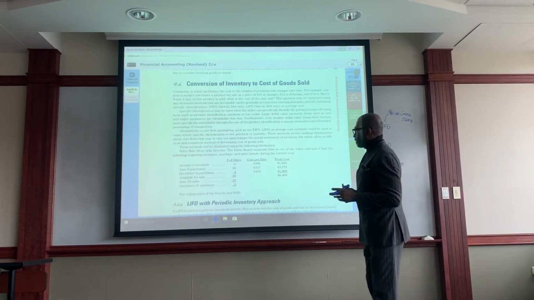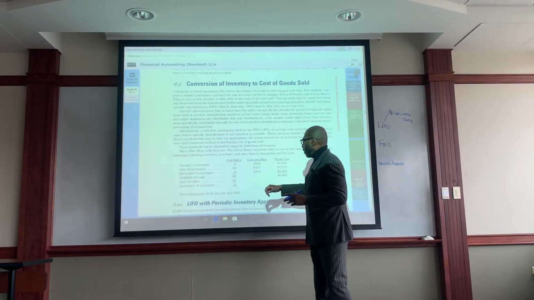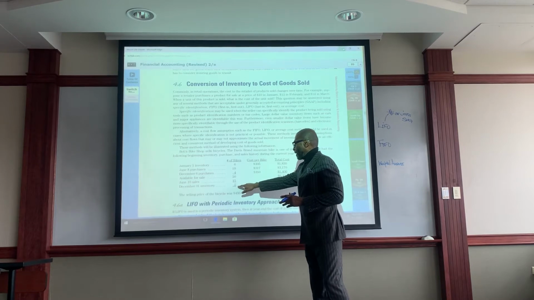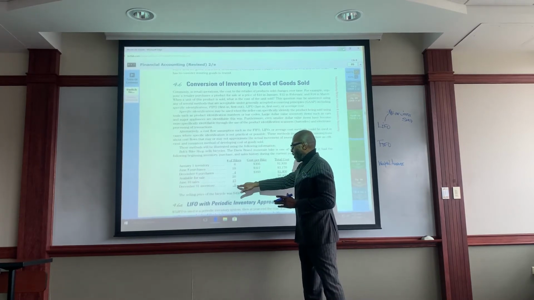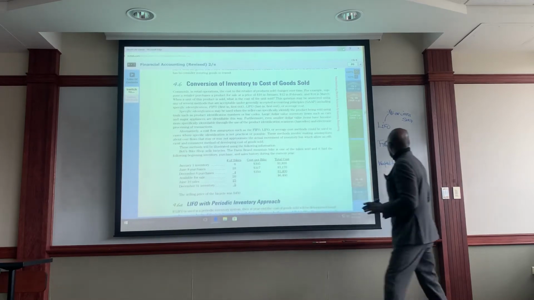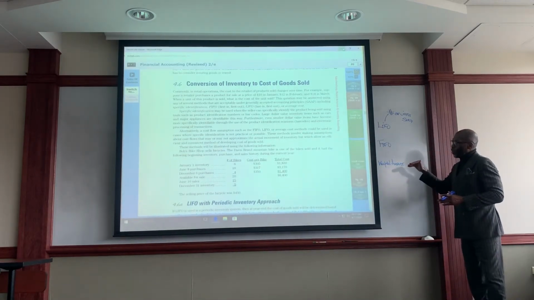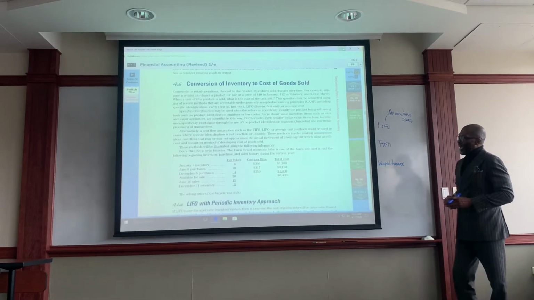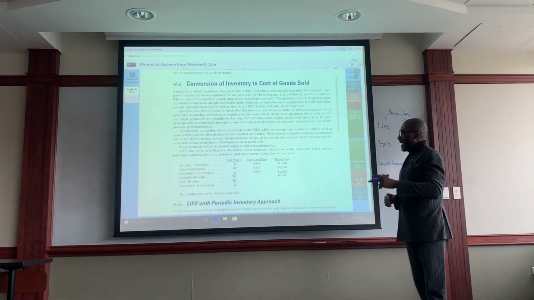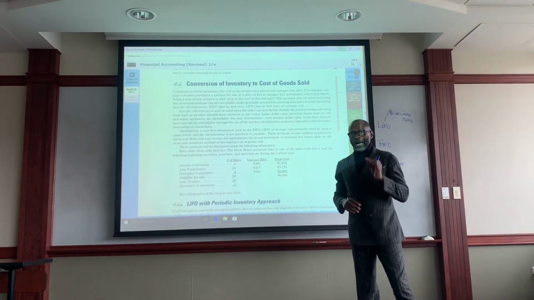So now, in this situation, we have 5 units left in ending inventory. We know how many units were sold. We know how many units are left. Now we're dealing with LIFO. LIFO says last item in comes out first.